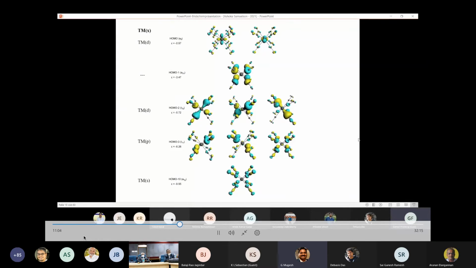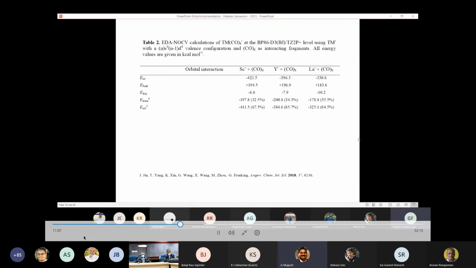I do not go into details of this. We use a method called EDA-NOCV, where we calculate the interaction between the bare metals, the anions in this case, and the CO. We get the total interaction energy, which breaks down into the main components as a Pauli repulsion, a very small amount of dispersion interaction, and then comes electrostatic, Coulombic attraction, and orbital interaction. And if we take those two as a main component, giving 100%, you can see 1/3 comes from electrostatic interaction, 2/3 from the orbital interaction.